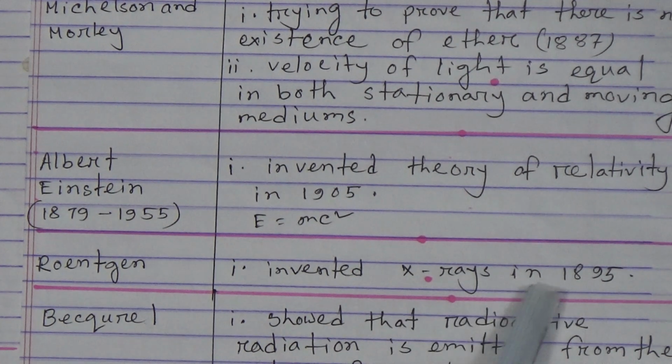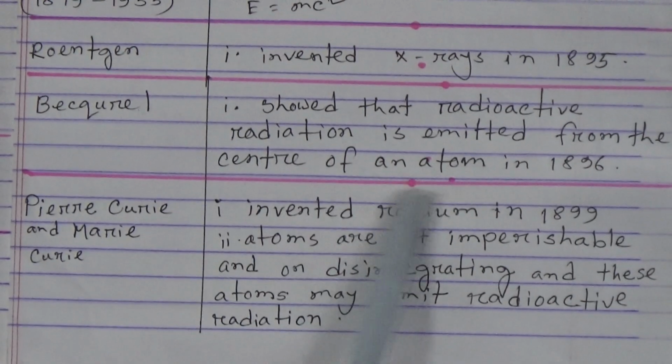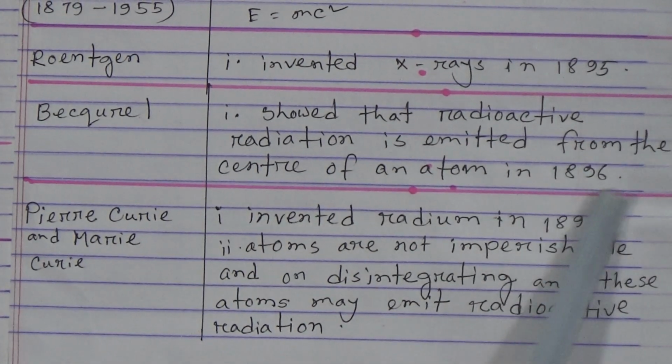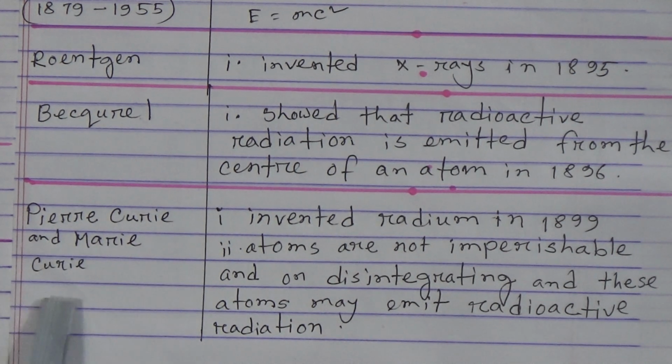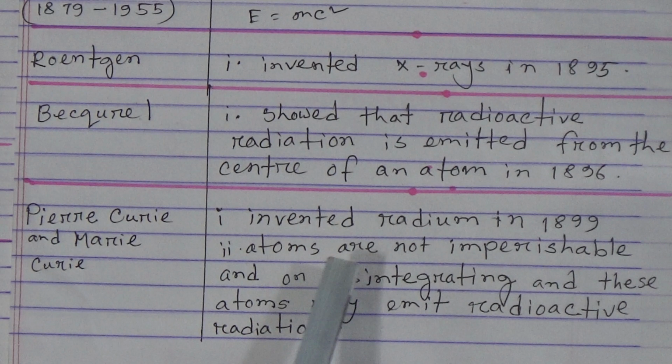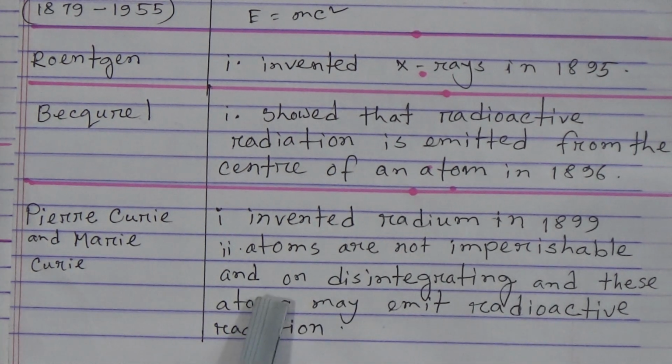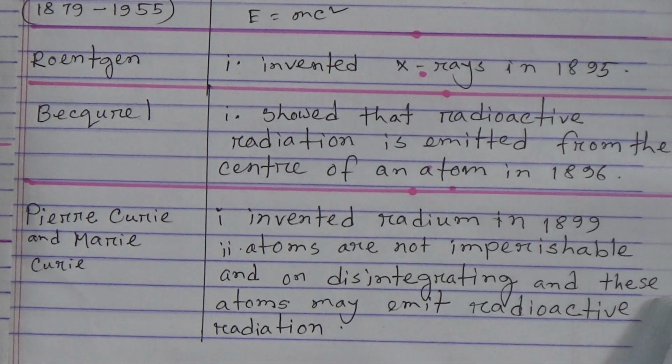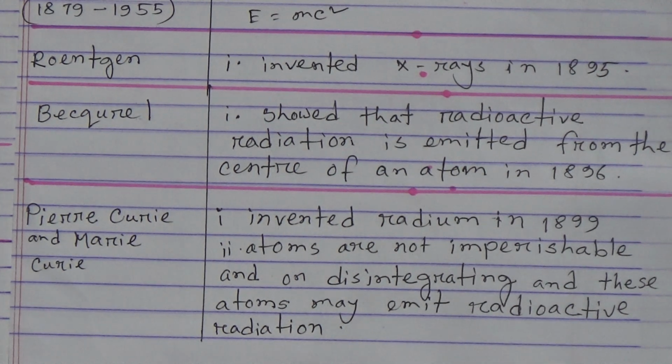Now come to scientist Röntgen. Röntgen discovered X-ray in 1895. Becquerel showed in 1896 that radioactive radiation is emitted from the center of an atom. Pierre Curie and Marie Curie discovered radium in 1899, and showed that atoms are not imperishable on disintegrating, and these atoms may emit radioactive radiation.